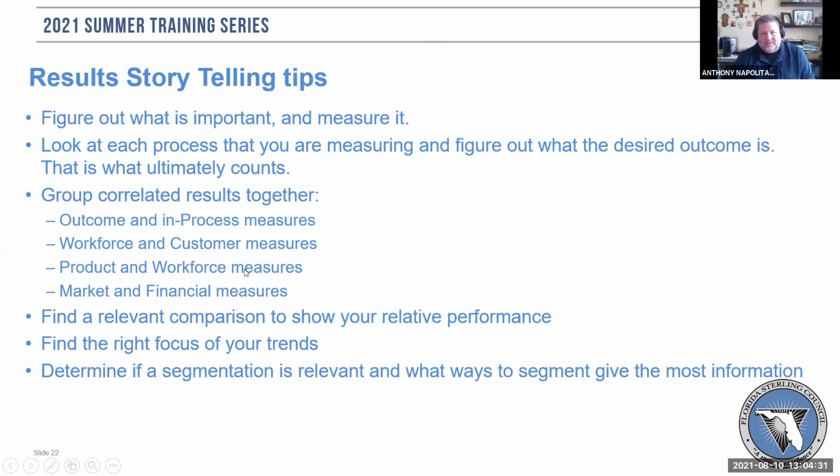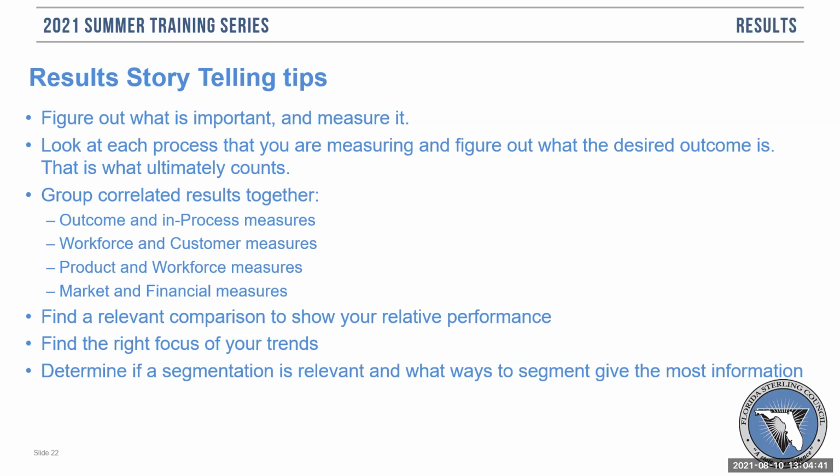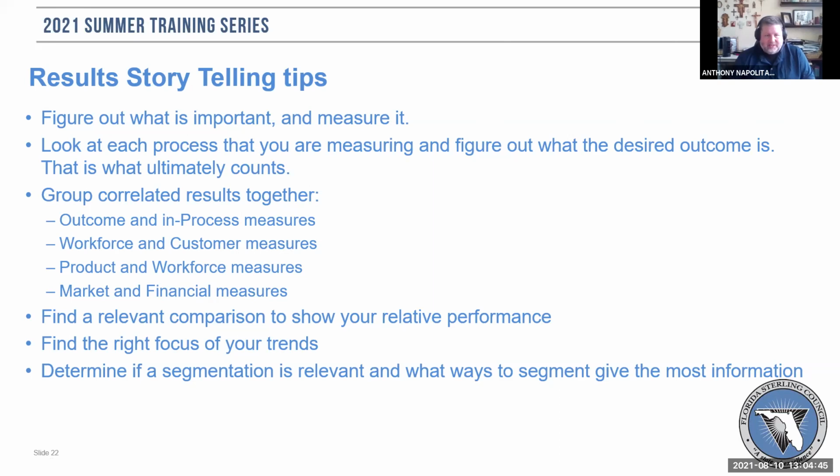Product and workforce measures, who's selling what, who's producing what. And also look at your market and financial measures. Sometimes by chaining these, you get an extra level of information that you wouldn't get otherwise. Find a relevant comparison to show your relative performance. It's always there. It's good to have that relevant comparison to see how you're doing.